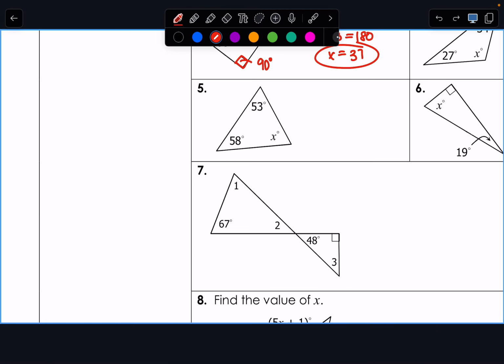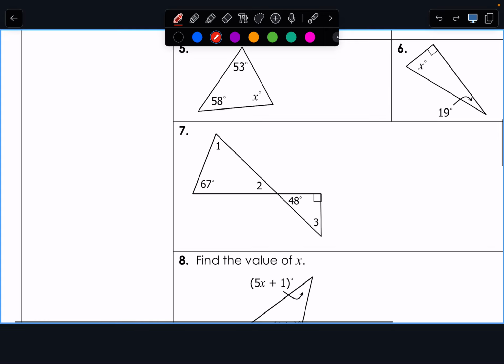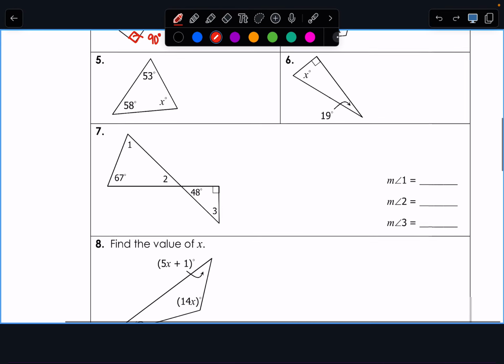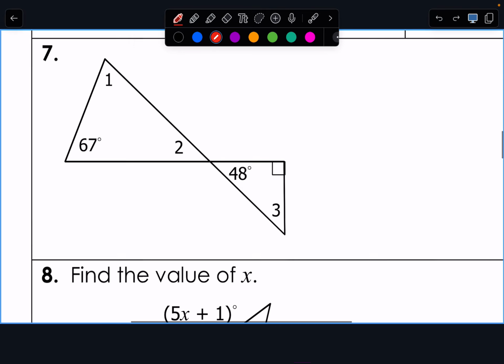Okay. Now, let me show you something that's true about number 7. Who else is 48 degrees? The 2 is 48. Just in case it comes up.